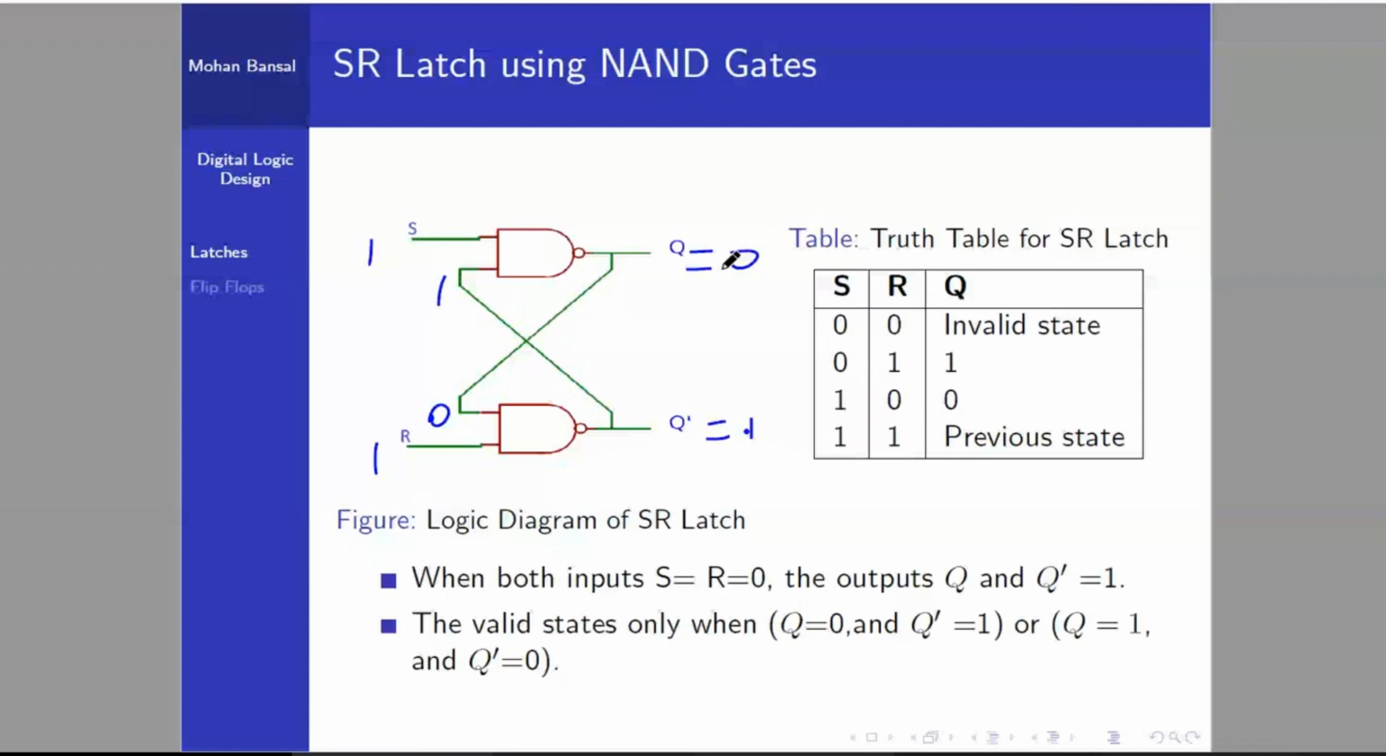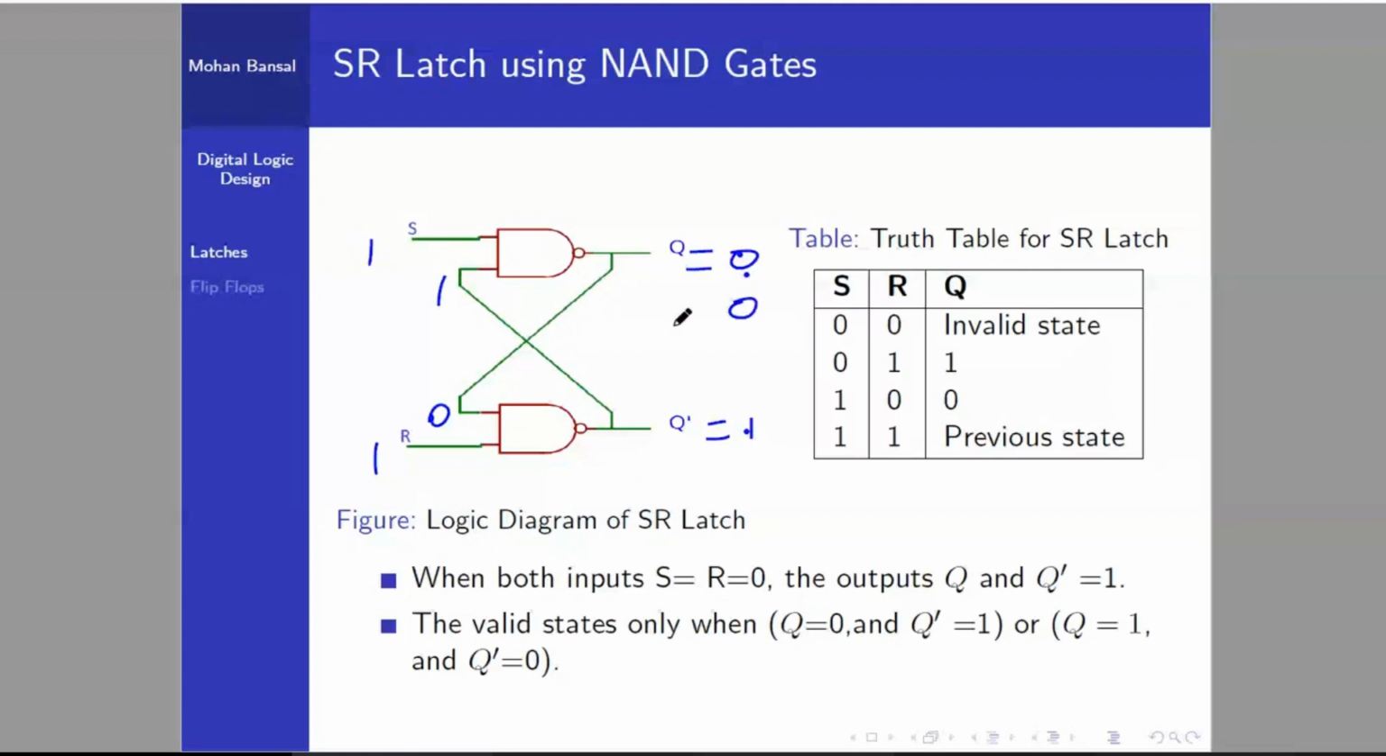So what is happening here? Previously we considered the output as 0. Now in this state also the output is 0. This is previously 0, now it is also 0. So the output is nothing but the previous state.